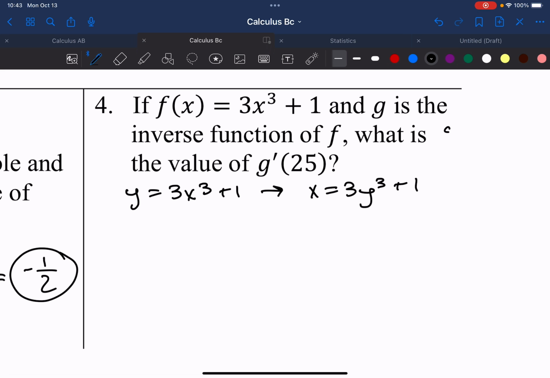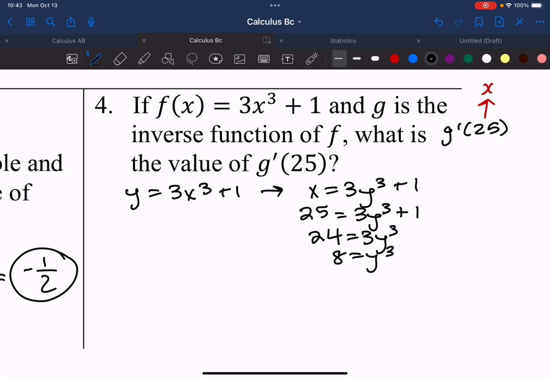g prime of 25 is telling us that this 25 is our x value. So I'm going to plug in 25 for x. So 25 is equal to 3y cubed plus 1, and then I'm going to solve for y. So 24 is equal to 3y cubed, 8 is equal to y cubed, the cube root of 8 is 2, so y is equal to 2, which is our y value.